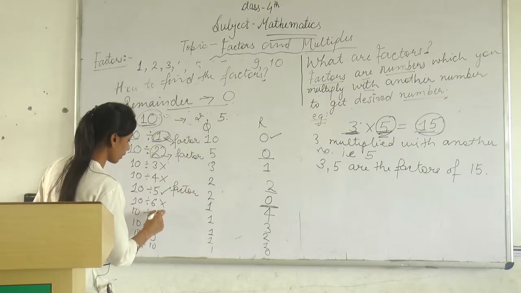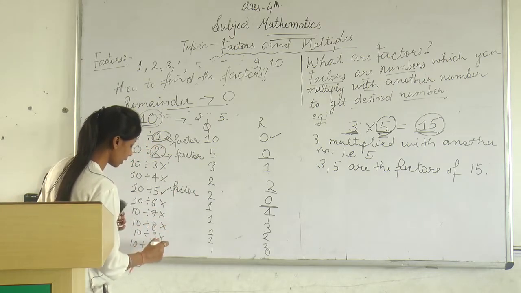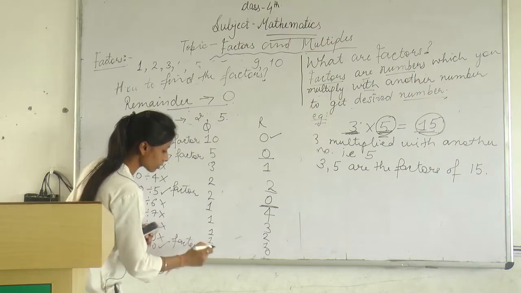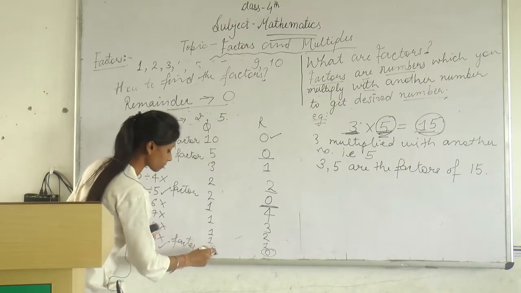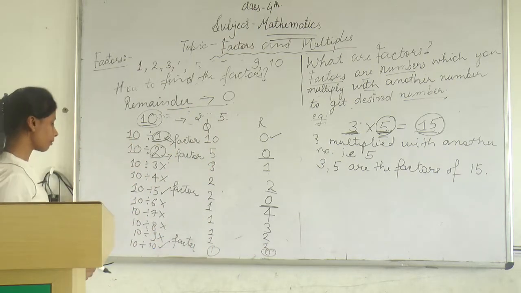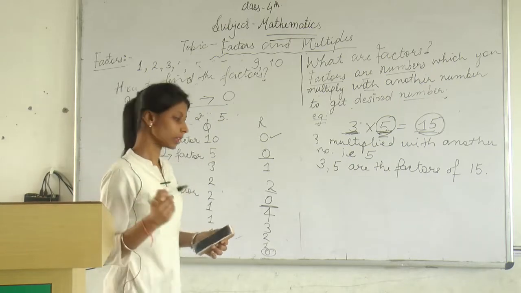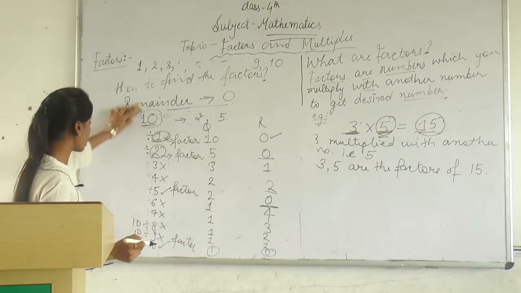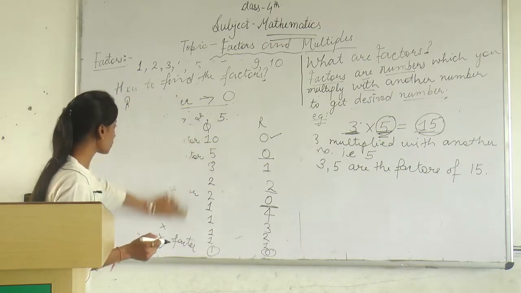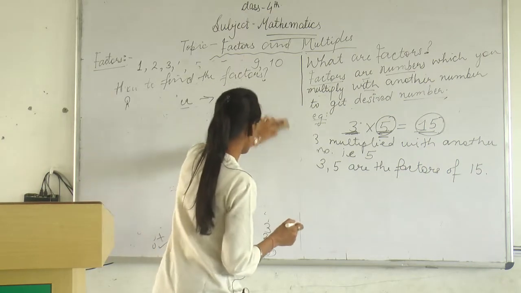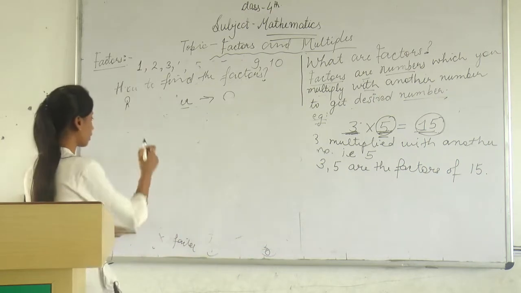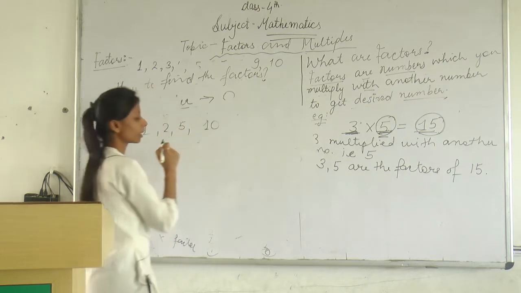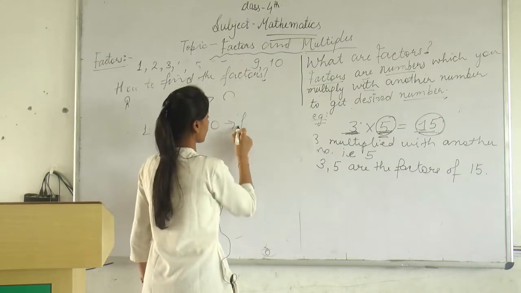6 is not, 7 is not, 8 is not, 9 is not, 10. 10 is a factor of 10 because it leaves a remainder 0 and gives us the quotient 1. So remember one thing, if we divide by the same number, that is also a factor of that number. I hope all of you are clear. So what are the factors of 10? 1, 2, 5 and 10. These are the factors of 10.